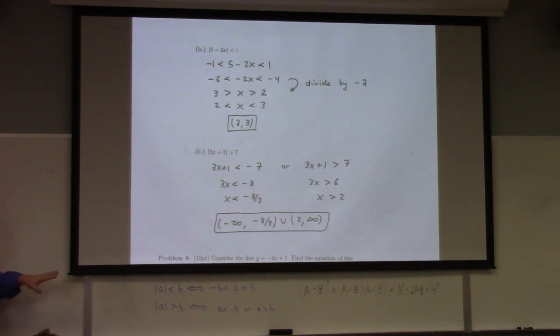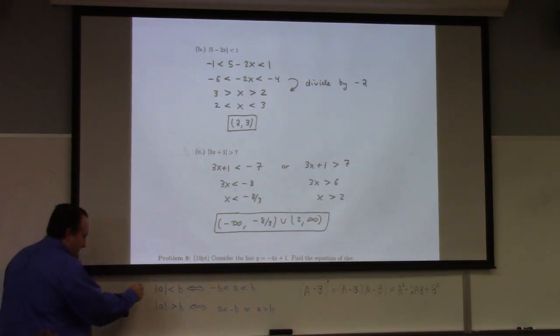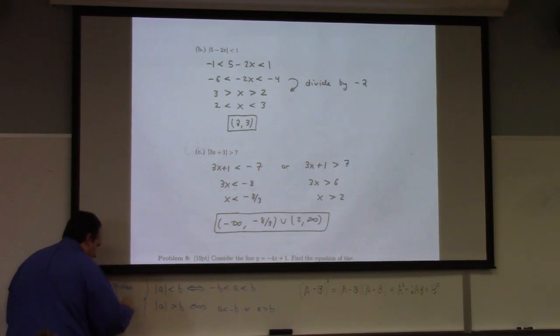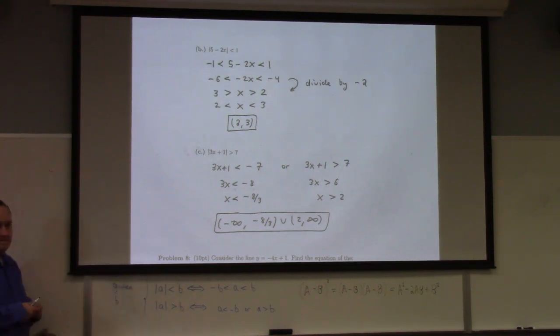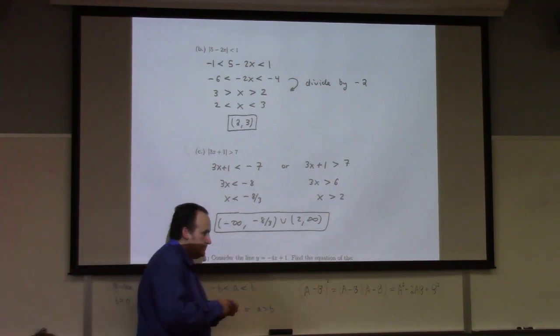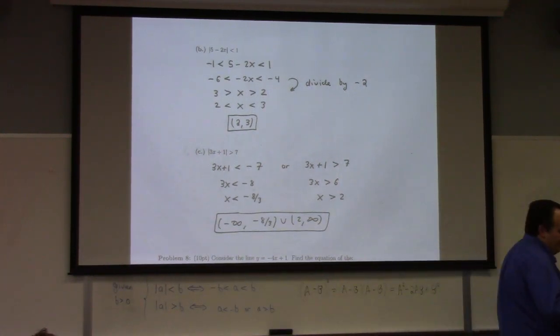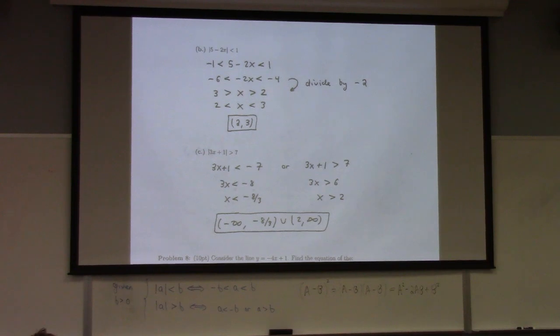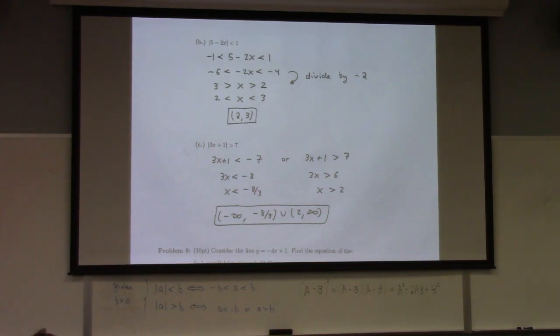Now, there is some fine print here. What needs to be true about B here? What condition must be true for B for these to be logical? There's one string attached to this. Yeah, B has to be a positive real number, right? And I'm usually asking for answers in interval notation, right? So I think you guys know what that means for the most part.